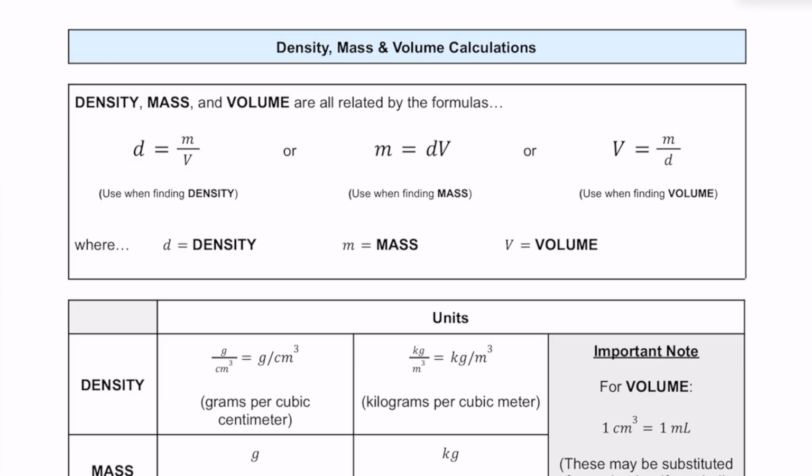Now, what if you're trying to find the mass? You're just going to take the density of that object and multiply it by its volume. And then finally, if you want to find the volume of an object, you just take its mass and divide it by its density.